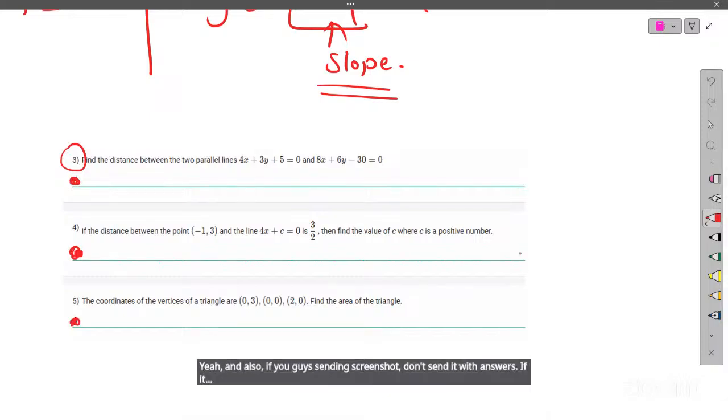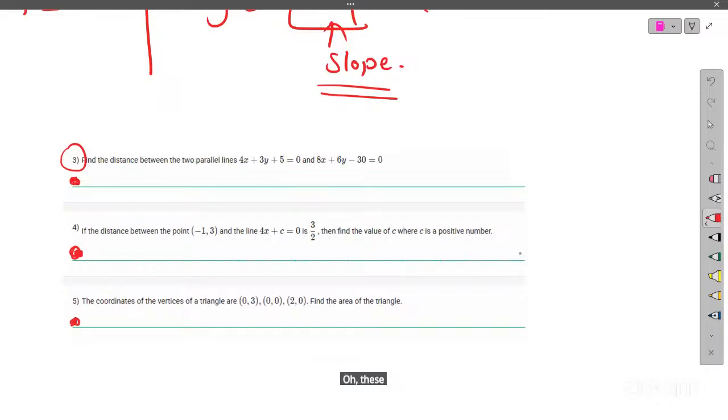Also, if you are sending a screenshot, don't send it with answers. Find the distance, question two is parallel. It is an activity question. Oh, these are activity questions, then okay, you can sit.